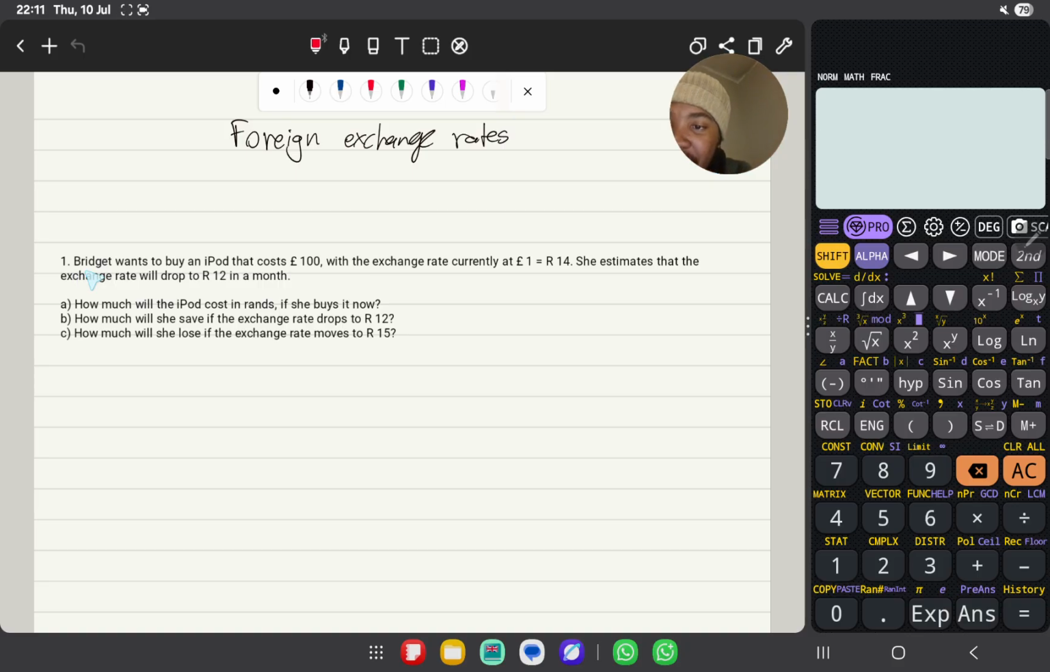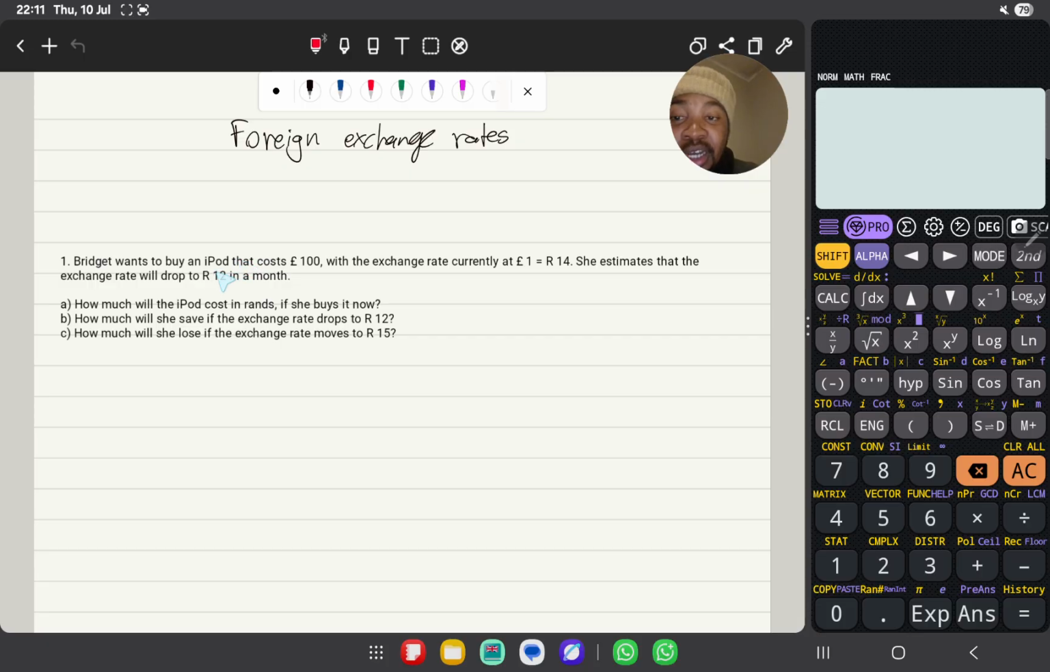They say Bridget wants to buy an iPad. So Bridget wants to buy an iPod. Do we have something called an iPod though? So I'm not an iPhone user. I'm not a fan of iPhones, right? But yeah, no, like iPod. Or maybe it's those things. Me, I'm not a fan of iPhone, but yeah, let's continue.